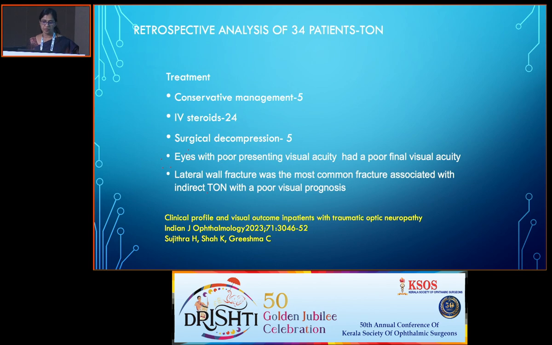And 5 were managed conservatively without any treatment. 24 patients received steroids, and surgical decompression was done for 5. Eyes with poor presenting visual acuity had poor visual improvement, poor visual outcome. And lateral wall fracture was the most common fracture associated with indirect traumatic optic neuropathy and with poor visual prognosis.